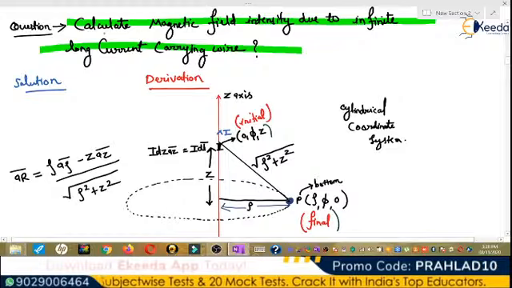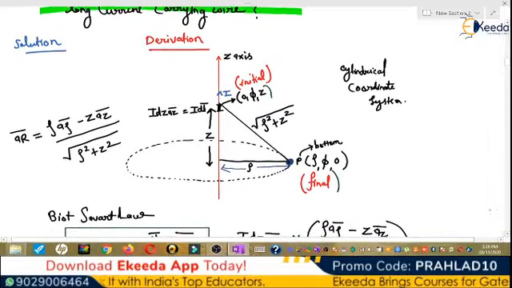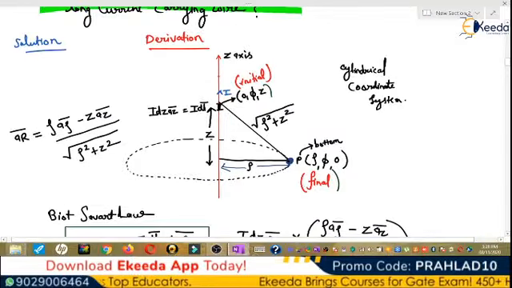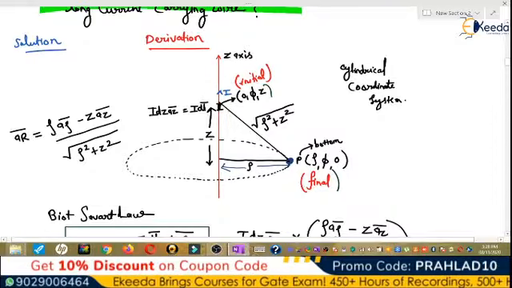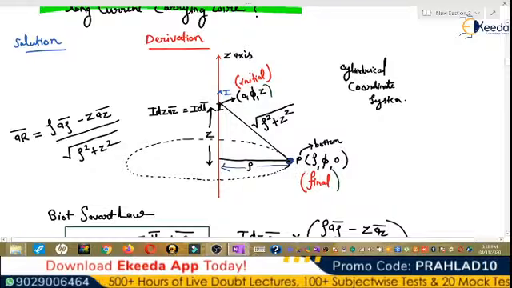So let me calculate magnetic field intensity due to an infinitely long current carrying wire. Suppose there is an infinitely long current carrying wire placed along the z axis. The initial point here is (0, 0, z). We are taking a small current carrying section here, I dl vector, which is I dz az vector, and this is the point P where we have to calculate the magnetic field. It is (rho, phi, 0).